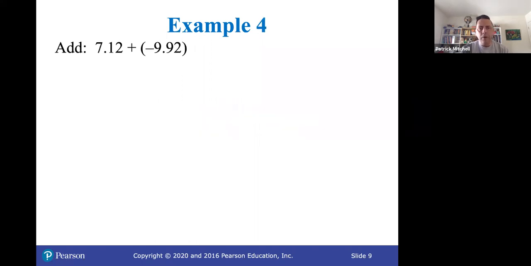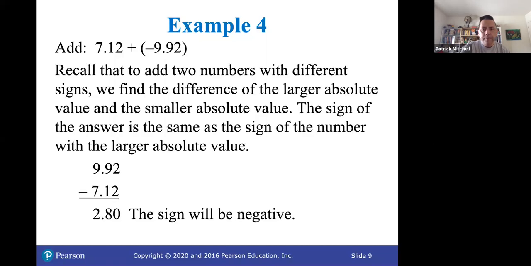All right, now we're throwing a negative number into the mix. So my students will hopefully recall that whenever we added a positive and a negative, we said ignore the signs, turn that into a subtraction. So I'm going to subtract 7 and 12 hundredths from 9 and 92 hundredths, which gives me 2 and 80 hundredths.